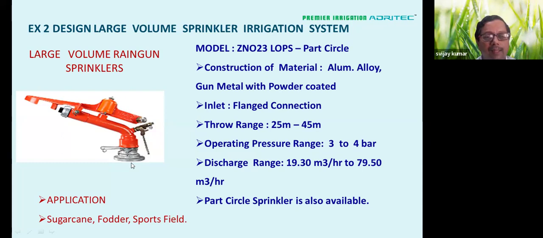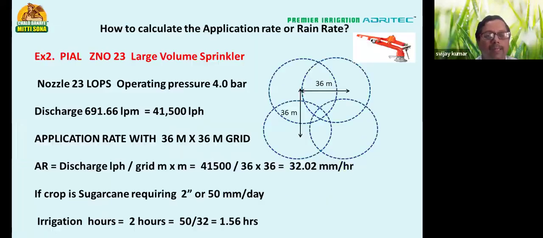And as the sprinkler is much bigger, the discharge range will also be higher, and the pressure required also is higher. You can also have the part circle arrangement in this particular sprinkler. If you want to cover only a particular area, like in a stadium, you set it normally at 180 degrees, not at 360 degrees. So now let us look at this example. Again, the steps will remain the same.